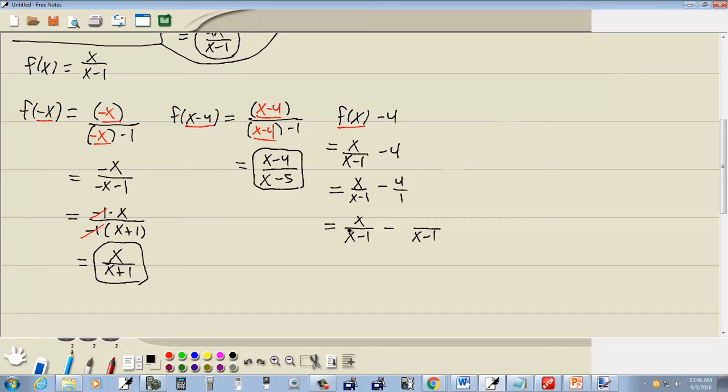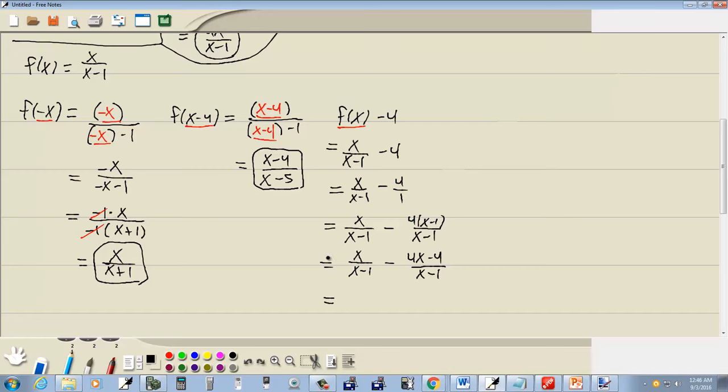Now our first fraction already had the x minus 1, so that's good as is. But our second fraction, we had to multiply the bottom part by x minus 1 to get our common denominator, so we multiply the top part by x minus 1. So then we got x over x minus 1 minus 4 times x is 4x, 4 times negative 1 is negative 4 over x minus 1.